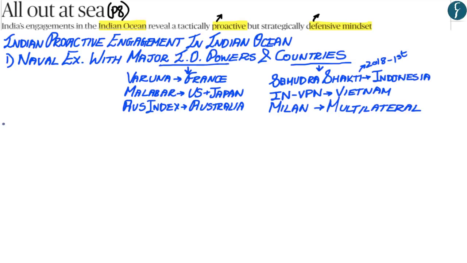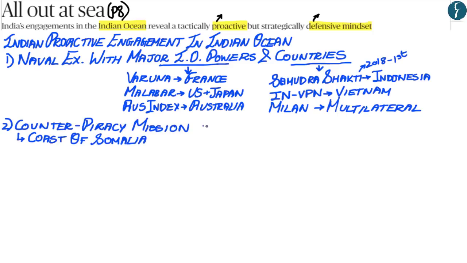Now, the second proactive engagement that India undertakes is counter-piracy missions off the coast of Somalia. Apart from this, India also undertakes humanitarian and disaster relief operations within the Indian Ocean. Now, the Indian Navy undertook Operation Sahayata in 2019 after Cyclone Idai had made landfall on the eastern coast of Africa within the country of Mozambique.